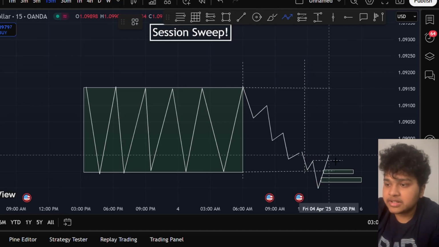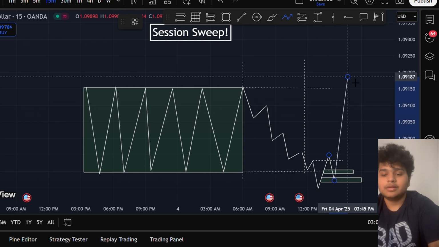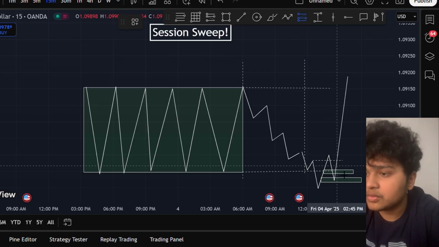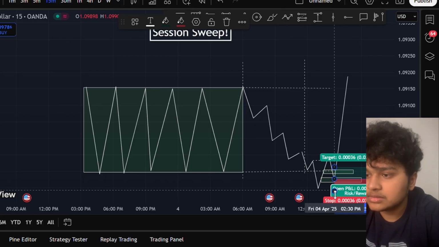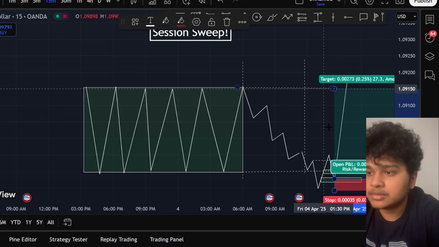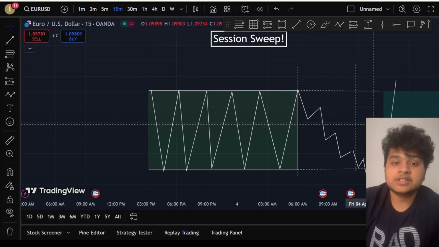So the price retraces to our FVG and boom, we got our desired profit. Let me mark the entry for you. So this was our entry, this was our safe stop loss, this was our target. So that's how we take a session sweep trade.